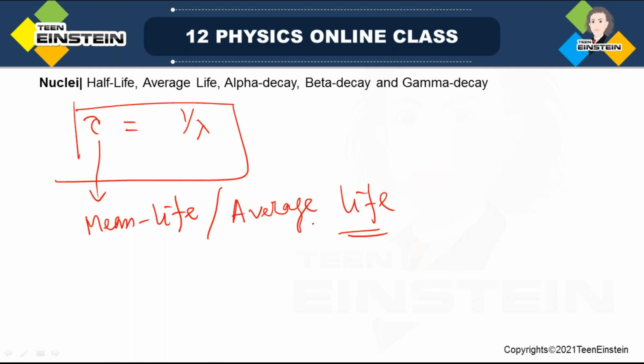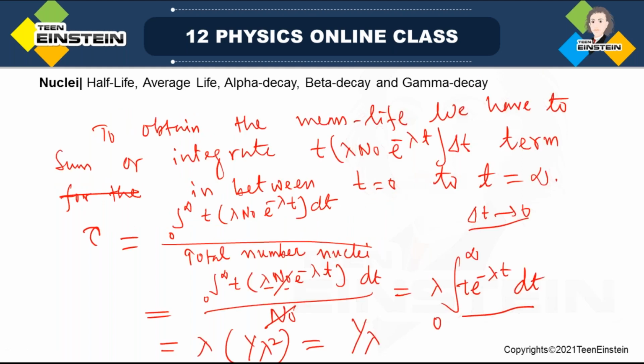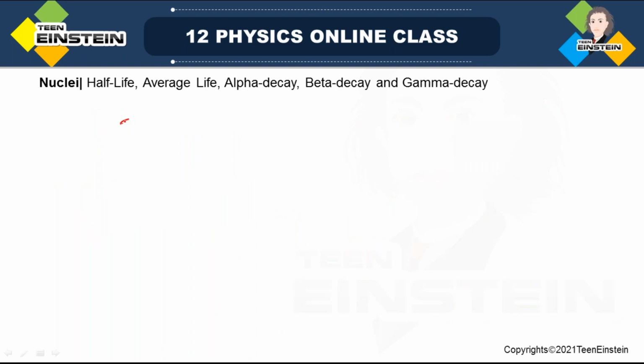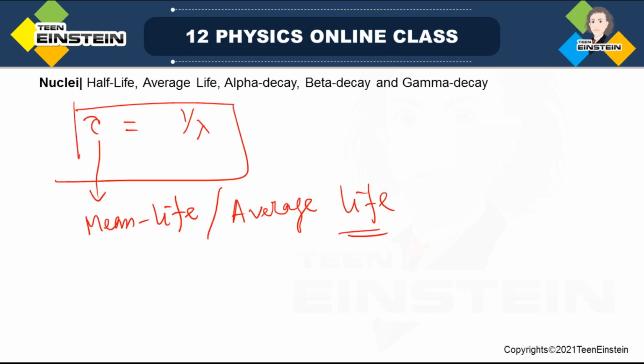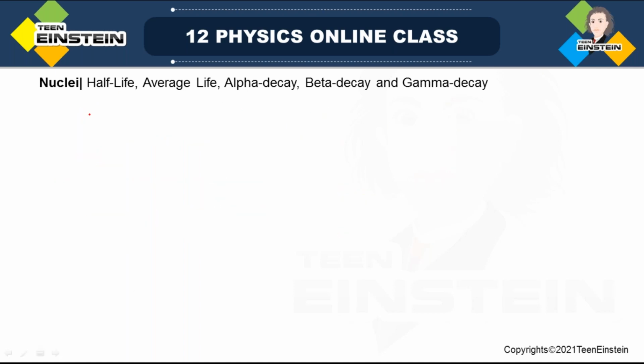Now we'll learn about alpha decay and beta decay. We have seen that there are three types of decay. In the beginning, I had told you there are three types of decay. I'll go to this page and write the mean life, that is tau, given by 1 by lambda. Now we'll learn. There are three types of decay. One is alpha decay. Today we'll discuss alpha decay.